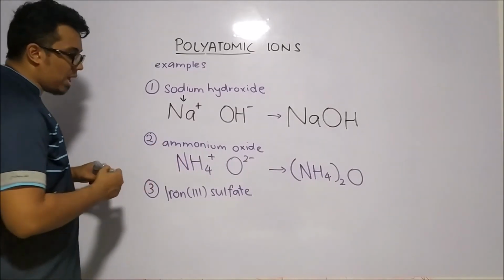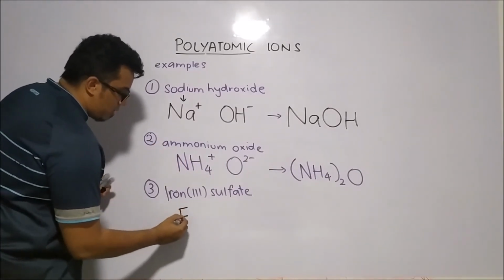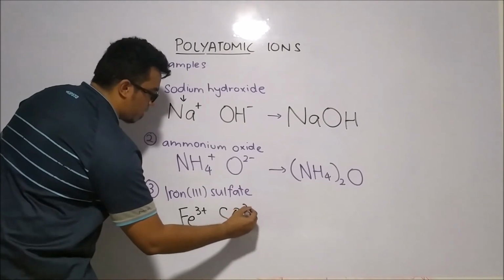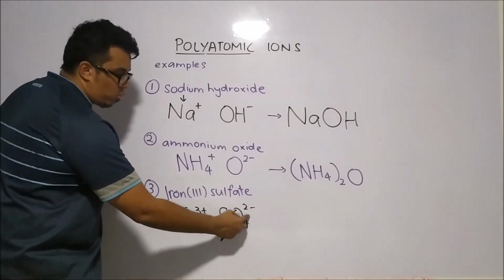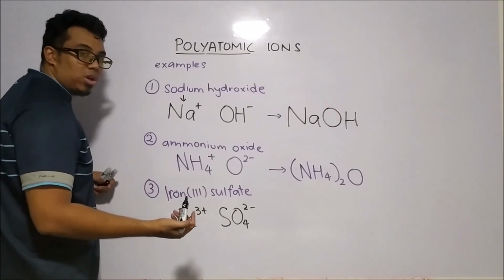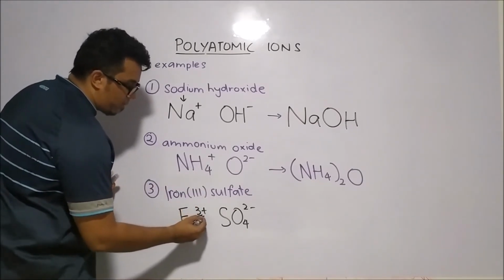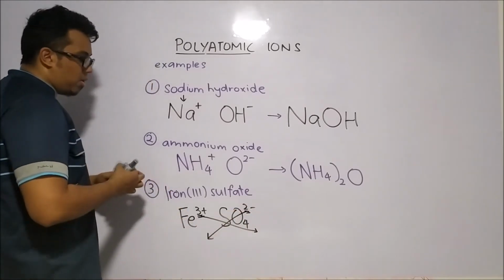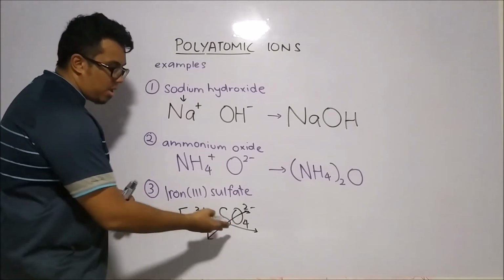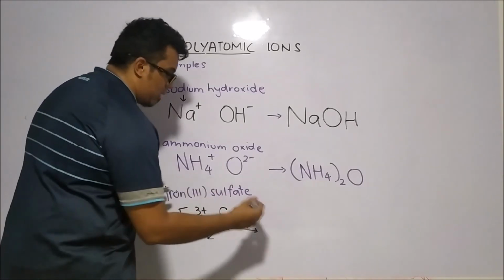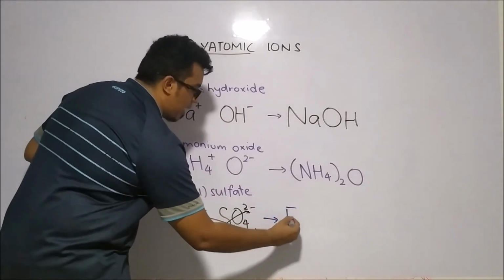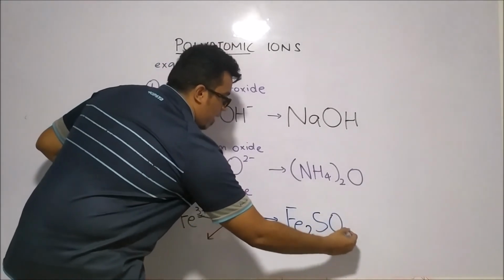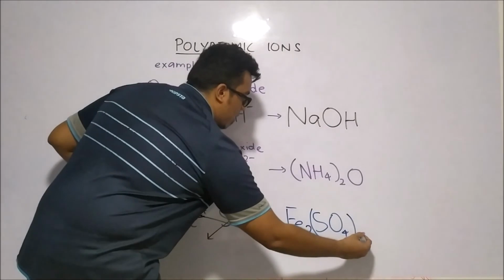Okay. The last example for today, iron 3 sulfate. We have Fe3 plus, SO4 2 minus. Okay. So what if we were to try to do the crisscross method? We have the 3, we'll bring it down, and we have the 2, and we'll bring it down. But we have a polyatomic ion here, which means we have to write a bracket. So the answer will be Fe2, with the 2 brought down, and SO4 bracket 3.